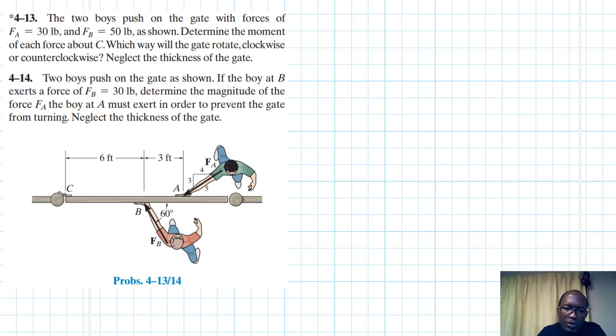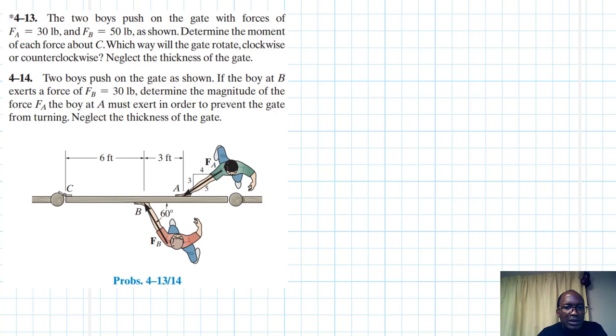Hello, I welcome you all to this another interesting screencast, and the problem reads: the two boys push on the gate with forces of Fa equal to 30 pounds and Fb equal to 50 pounds as shown. Determine the moment of each force about C. Which way will the gate rotate, clockwise or counterclockwise?